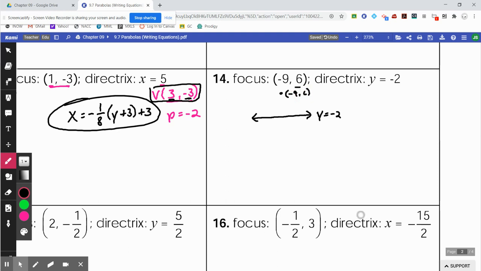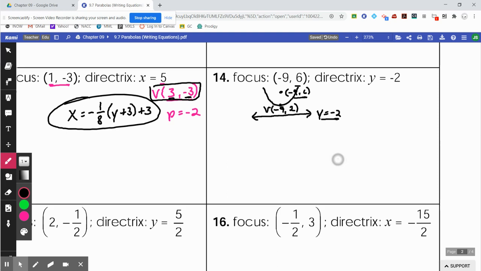So therefore, since this is my focus and this is my directrix, my parabola is going to cup around it like this. Here's going to be my vertex, which is located directly in between these two y values. The x value of my vertex will be the exact same as the x value for my focus because they line up. So that'd be -9, comma. To find the y value, find the number between 6 and -2: add them, divide by 2, and you get 2. So therefore, there's my vertex.